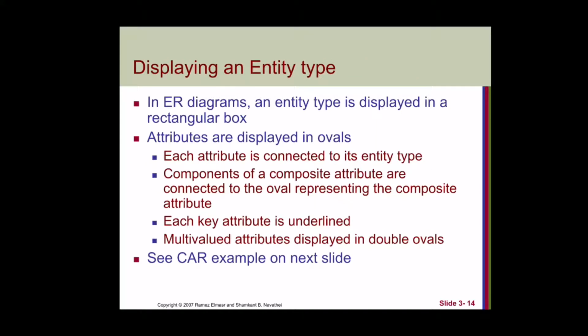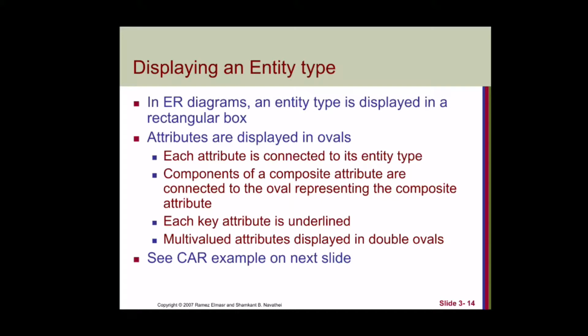Now we'll see how actually we are going to display an entity type. In ER diagrams, an entity type is displayed in a rectangular box. Attributes are displayed in ovals, and each attribute is connected to its entity type. Components of a composite attribute are connected to the oval representing the composite attribute, which we can see in the next slide. Each key attribute is underlined, as I explained. If there is any primary key, we are going to underline that one.